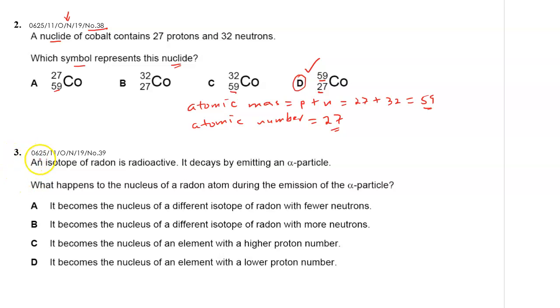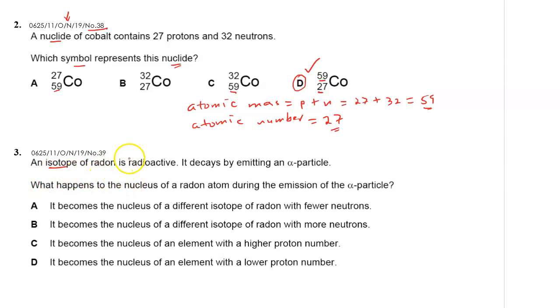Number three is gotten from variant 1.1, and this is number 39. You can confirm that. So we are told an isotope, of course, isotopes are atoms of the same element with the same proton number but different neutron number.